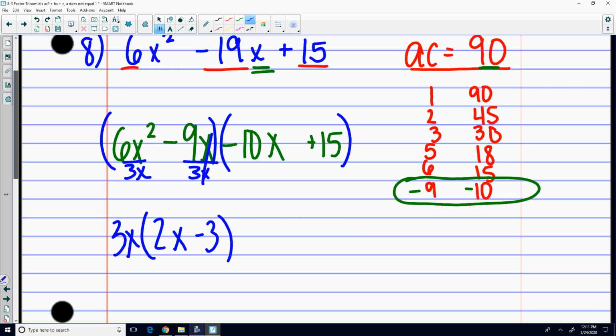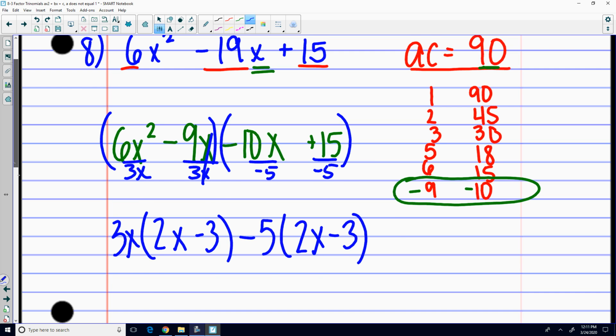Now evaluate. Do I want to pull out a negative 5 or a positive 5? Well, I want to pull out a negative 5 because I want to turn that 15 into minus 3. So I'm going to pull out negative 5. Divide both by the greatest common monomial factor. Negative 10 divided by negative 5 is positive 2x. That's exactly what I want. 15 divided by negative 5 is negative 3. That's exactly what I want.